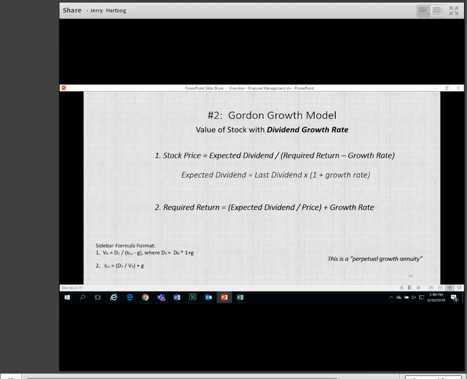Second, we have the Gordon growth model. And what that does is assume that the dividend is not constant, but it grows over time. Let's say it grows 5% a year.